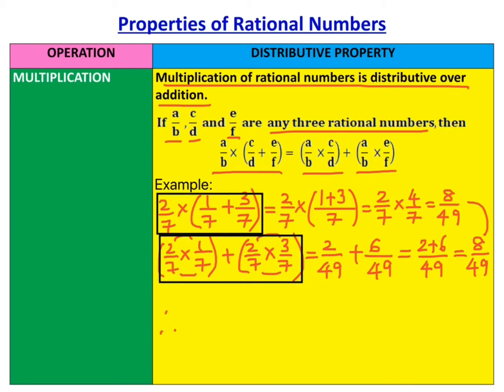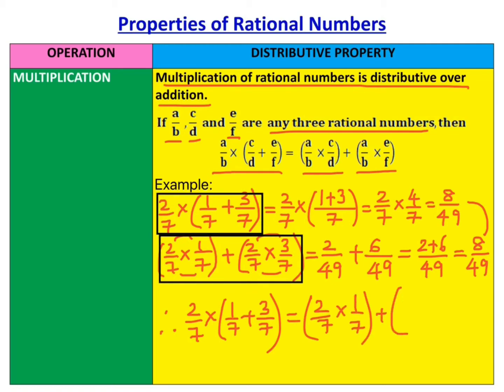Therefore, 2/7 times (1/7 plus 3/7) is equal to 2/7 times 1/7 plus 2/7 times 3/7. Hence, multiplication of rational numbers is distributive over addition. That is, this rational number is distributed over addition.